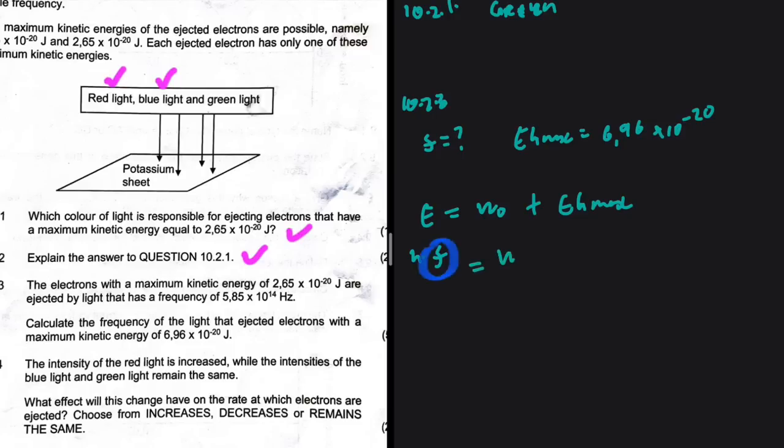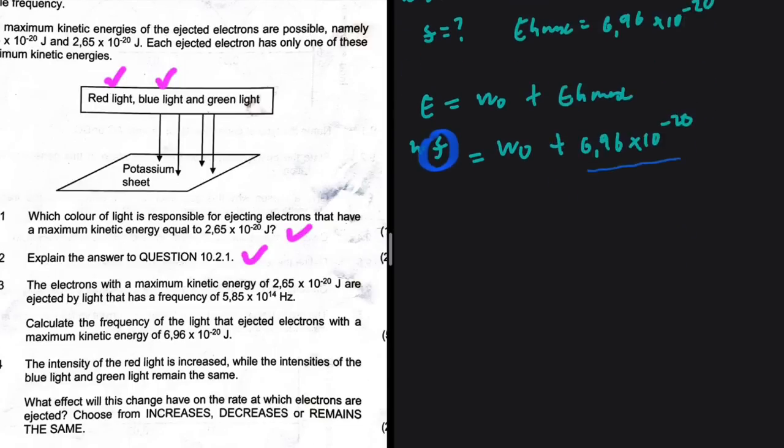And then this will be equal to the work function plus the EK max, which is 6.96 times 10 to the minus 20. So there we go. This is the EK max. But you can see that we have a problem arising here. We don't have the frequency, but we also don't have the work function. But with the information that we're given, we can calculate the work function for ourselves, right?